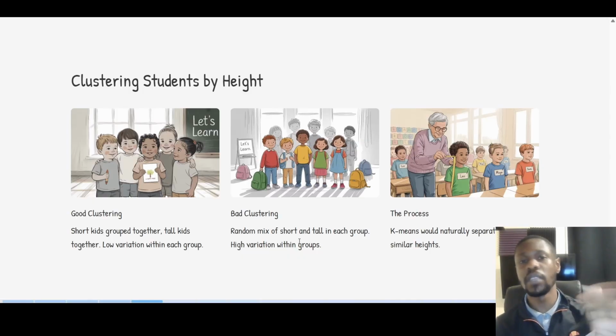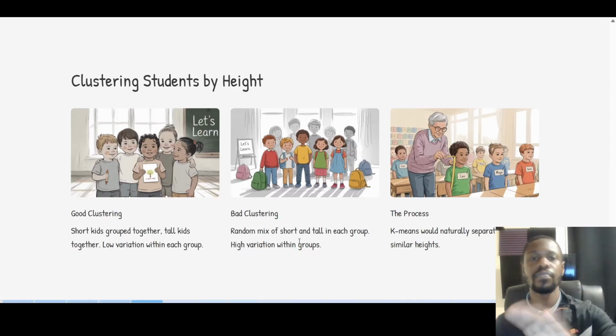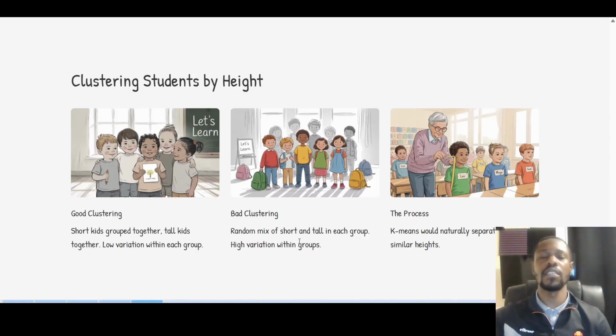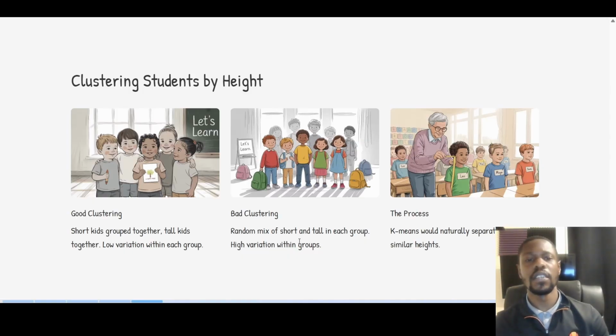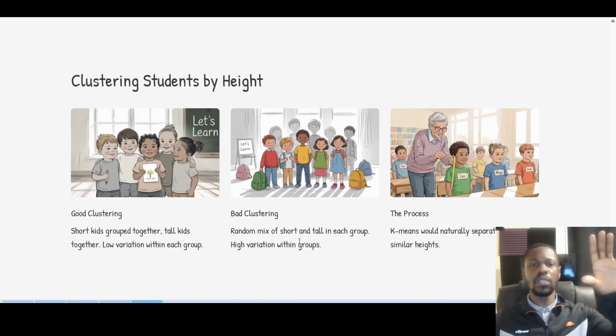It just takes a random data point, a random cluster center, within those data points. So it might pick, let's say, 5 foot, and then we might have another cluster center at 5'3". These will be our two cluster centers, and with all these data points that we have, all these students, we decide which group we should put them in.